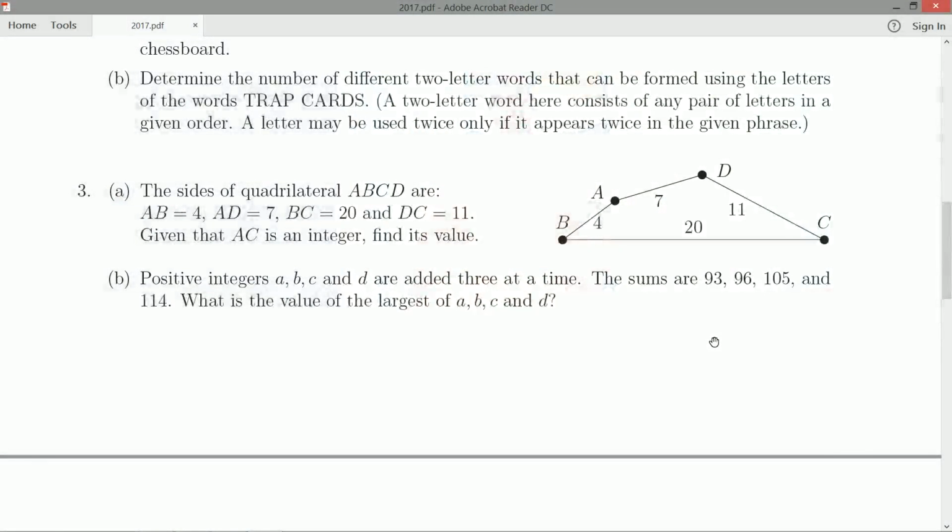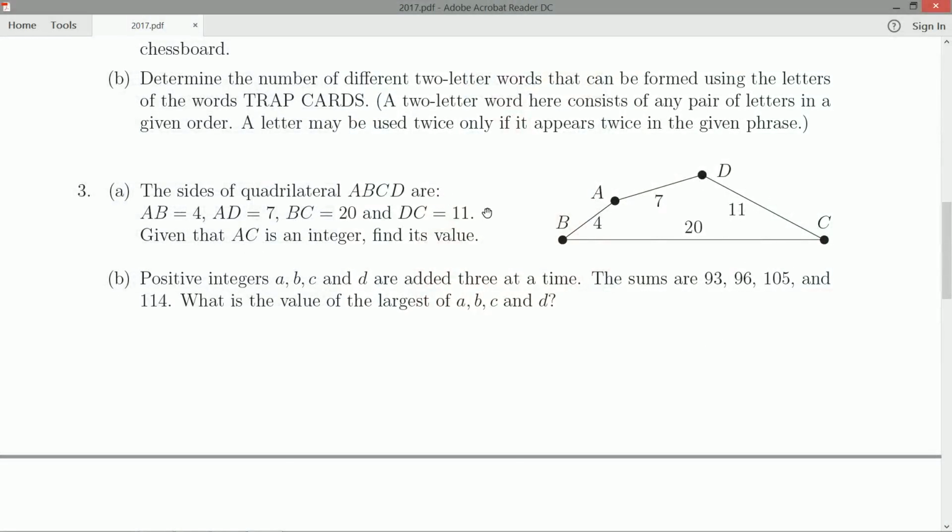Root Beer here, looking at question 3 on the MMC contest from 2017. Okay, so question 3, just like 1 and 2, is a two-parter. Let's dive in and take a look at 3A. The sides of quadrilateral ABCD are 4, 7, 20, and 11, just as we have shown. Given that AC, so we got a diagonal here, is an integer, find its value.